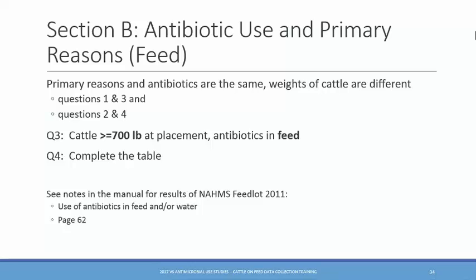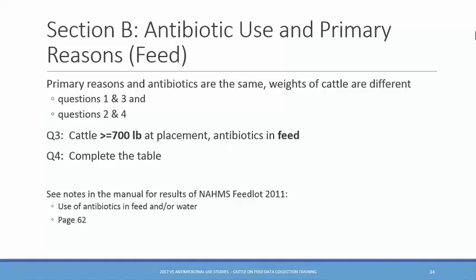So going on to questions 3 and 4, use of antibiotics in feed for cattle over 700 pounds at placement. These are the same types of questions that we asked for those less than 700 pound cattle. Questions 3 and 4 are basically the same. Primary reason codes are listed on page 5. And I believe they are all the same questions for questions 2 and question 4, and the same background information on pulse dosing antibiotics.